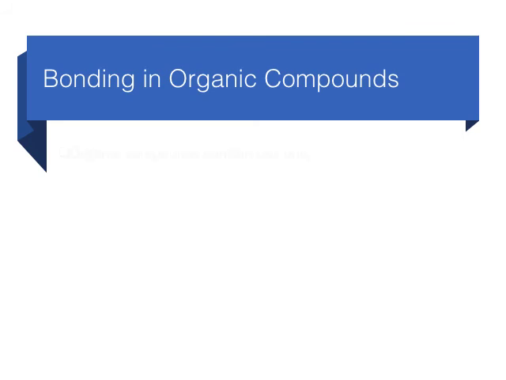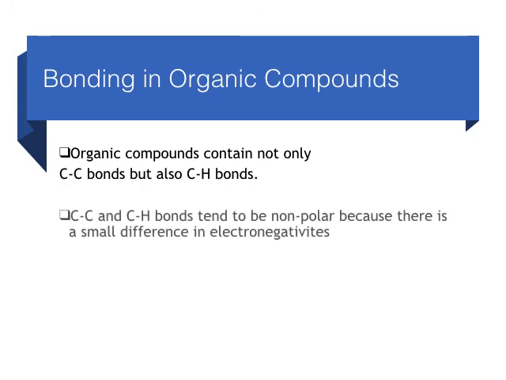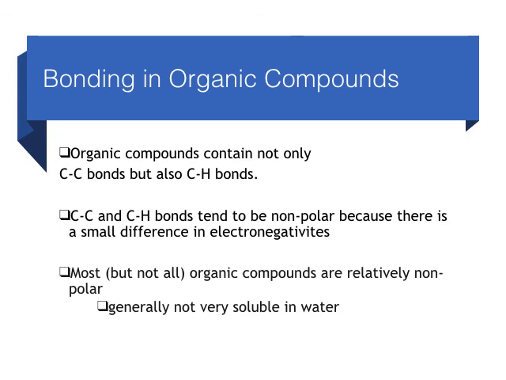For bonding in organic compounds, they contain not only CC bonds, but they also contain CH bonds. CC and CH bonds tend to be nonpolar because there is a small difference in electronegativities. Most, but not all, organic compounds are relatively nonpolar. They are generally not very soluble in water. Hence, we call them hydrophobic.